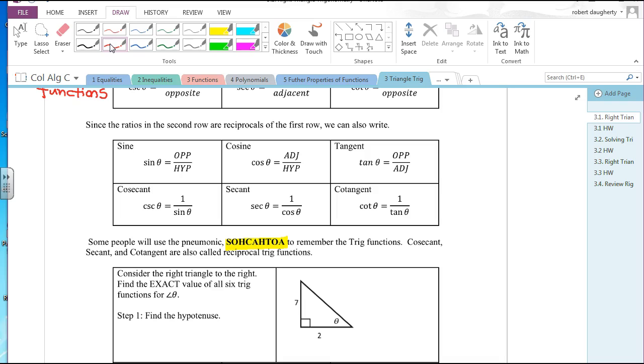So the cotangent is just the reciprocal. So what's the reciprocal of opposite over adjacent? Yeah. So adjacent over opposite. So I don't really memorize these guys. If I memorize the top three, yes. If I memorize the top three and then know, okay, what's the one that goes with cosine? It's secant. So it's hypotenuse over adjacent.